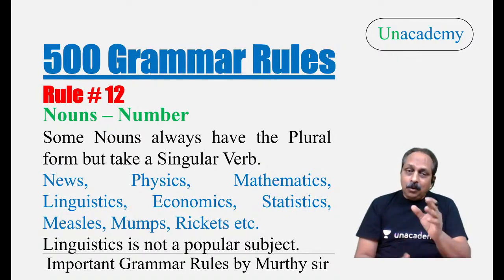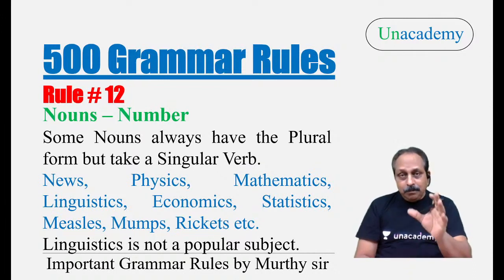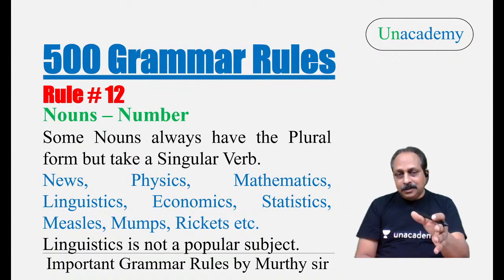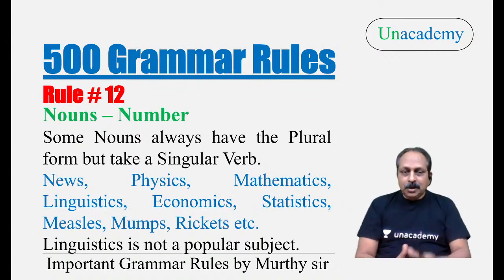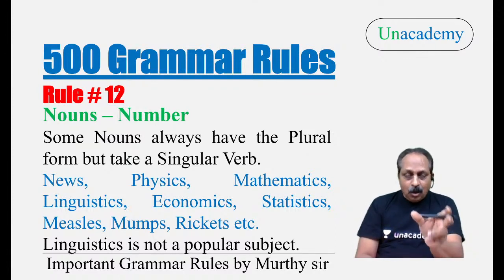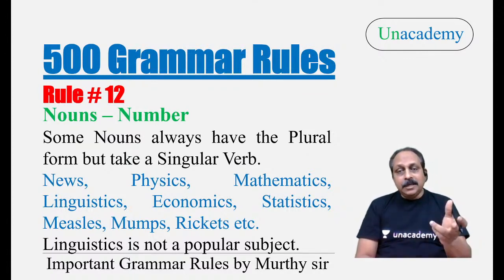Now, some nouns always have the plural form, but take a singular verb. This is also an important rule. What are the examples? News, physics, mathematics, linguistics, economics, statistics, measles, mumps, rickets. Now, all the subjects you can make out, except news, and the last three, they go with diseases. These diseases are always in the plural form, but they take a singular verb.